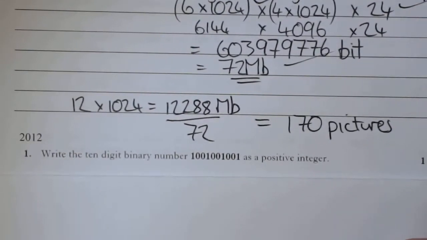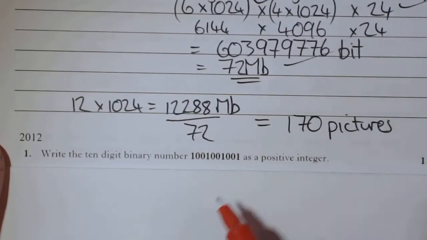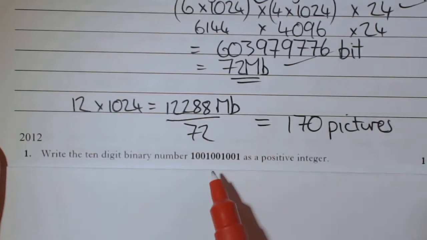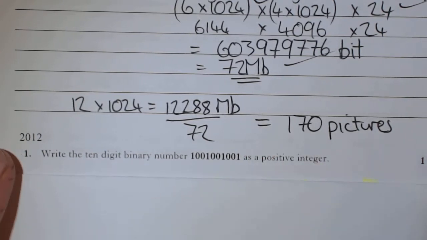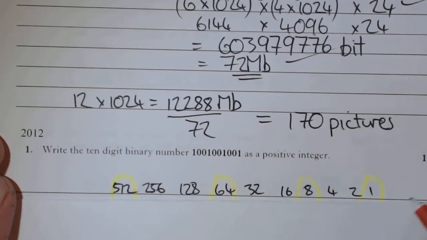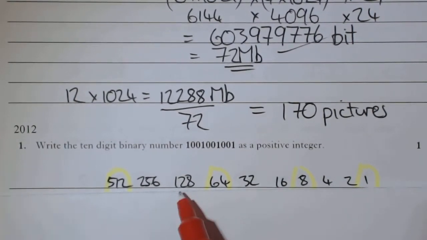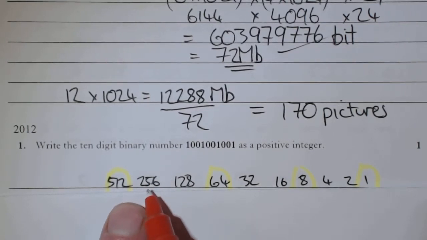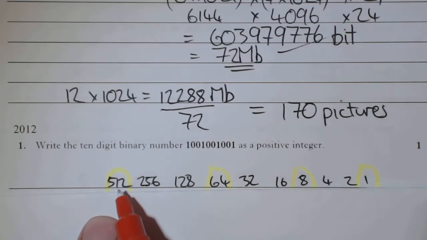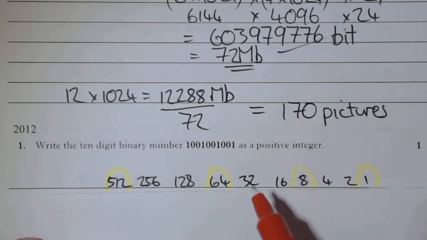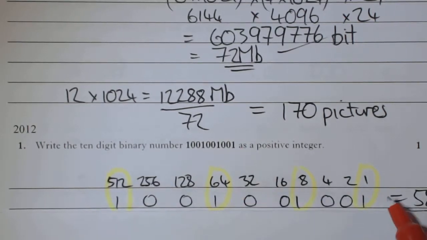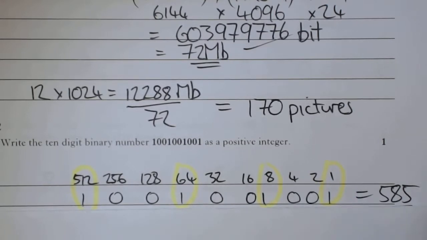Now, if we look at 2012, we've got a 10-digit binary number. Now, you're more used to converting an 8-bit binary number, but it's the same principle. You basically write your wee headings. You're normally used to stopping there, but you just then times it by 2 again to get 256, times by 2 again to get 512, and then just place the numbers underneath and just add all the ones that have a 1 underneath, and that gives you the answer of 585.